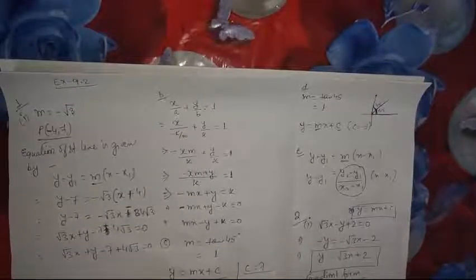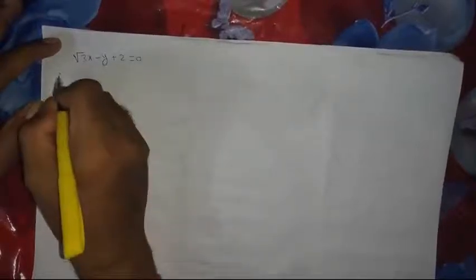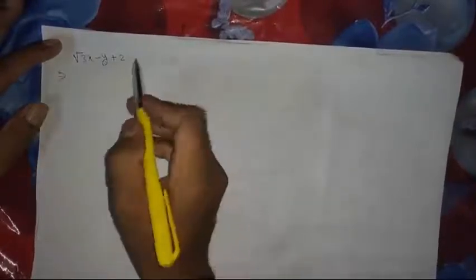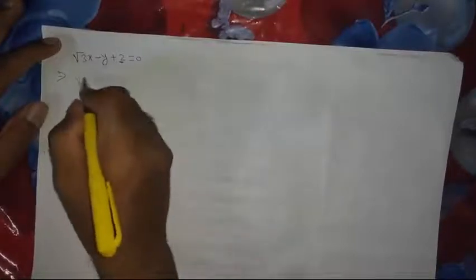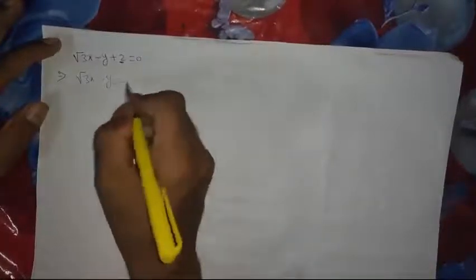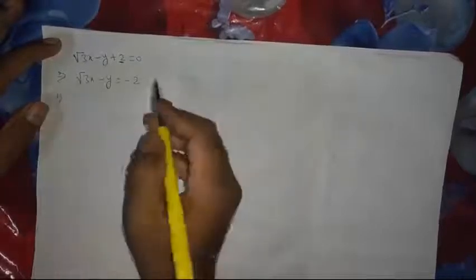Now intercept form. What do we need to do for intercept form? The given equation is root 3x minus y plus 2 equal to 0. Just like in the completed square method you have done in maths, send this constant to the right hand side. Root 3x minus y is equal to minus 2. Now we have to make the constant term on the right hand side equal to 1.